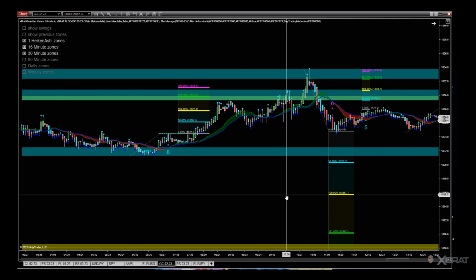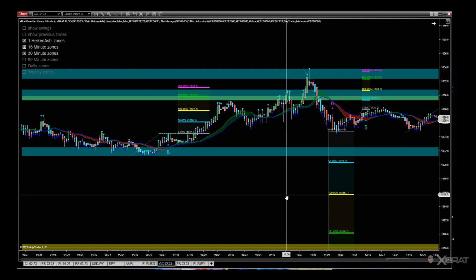So I'm on the 3-minute Heikin Ashi right now, but what I've done is with the Guardian zones, the xBrat Guardian zones, they're there to keep you safe. So you're there to make sure that you're trading between the zones and you've got lots of fresh air when you get a signal. If you don't, you don't trade.